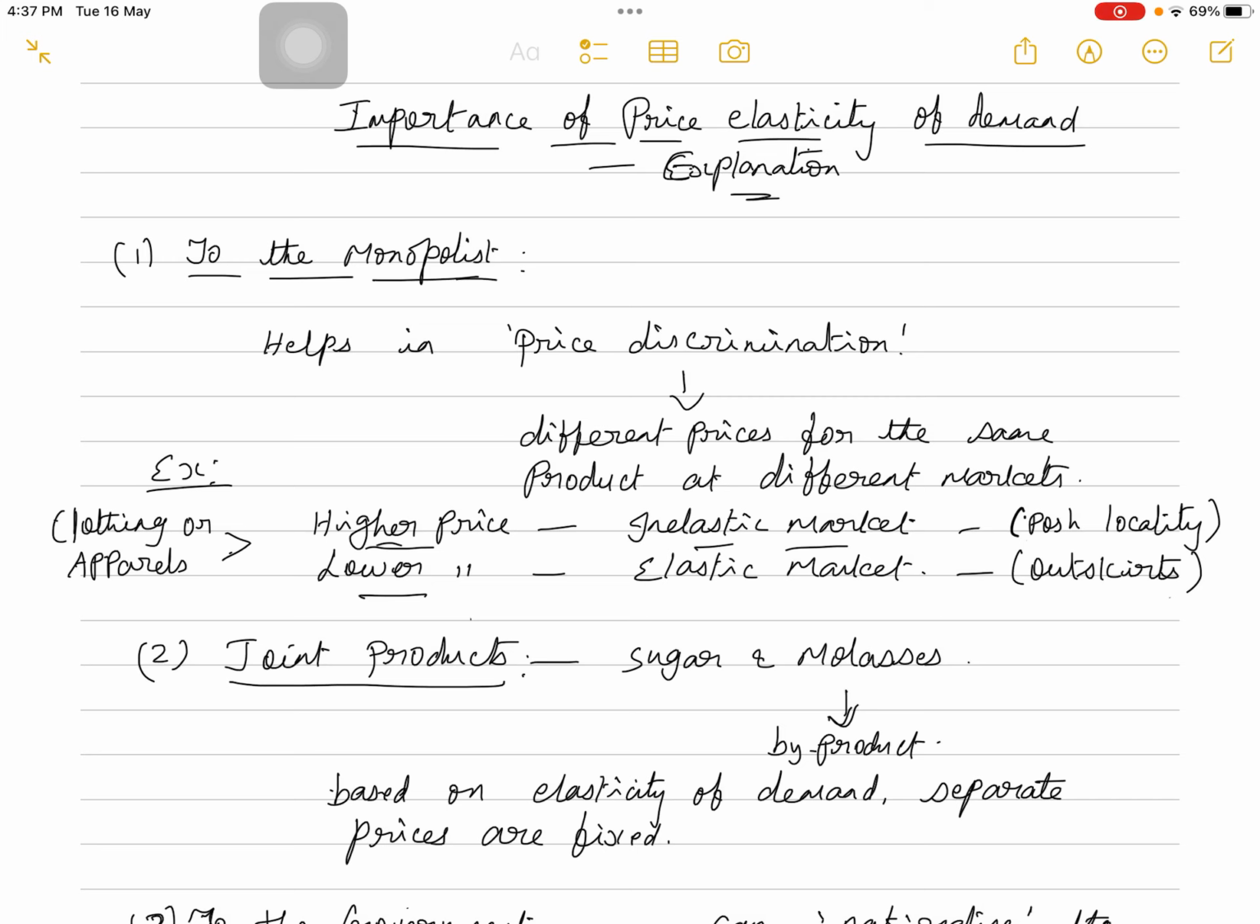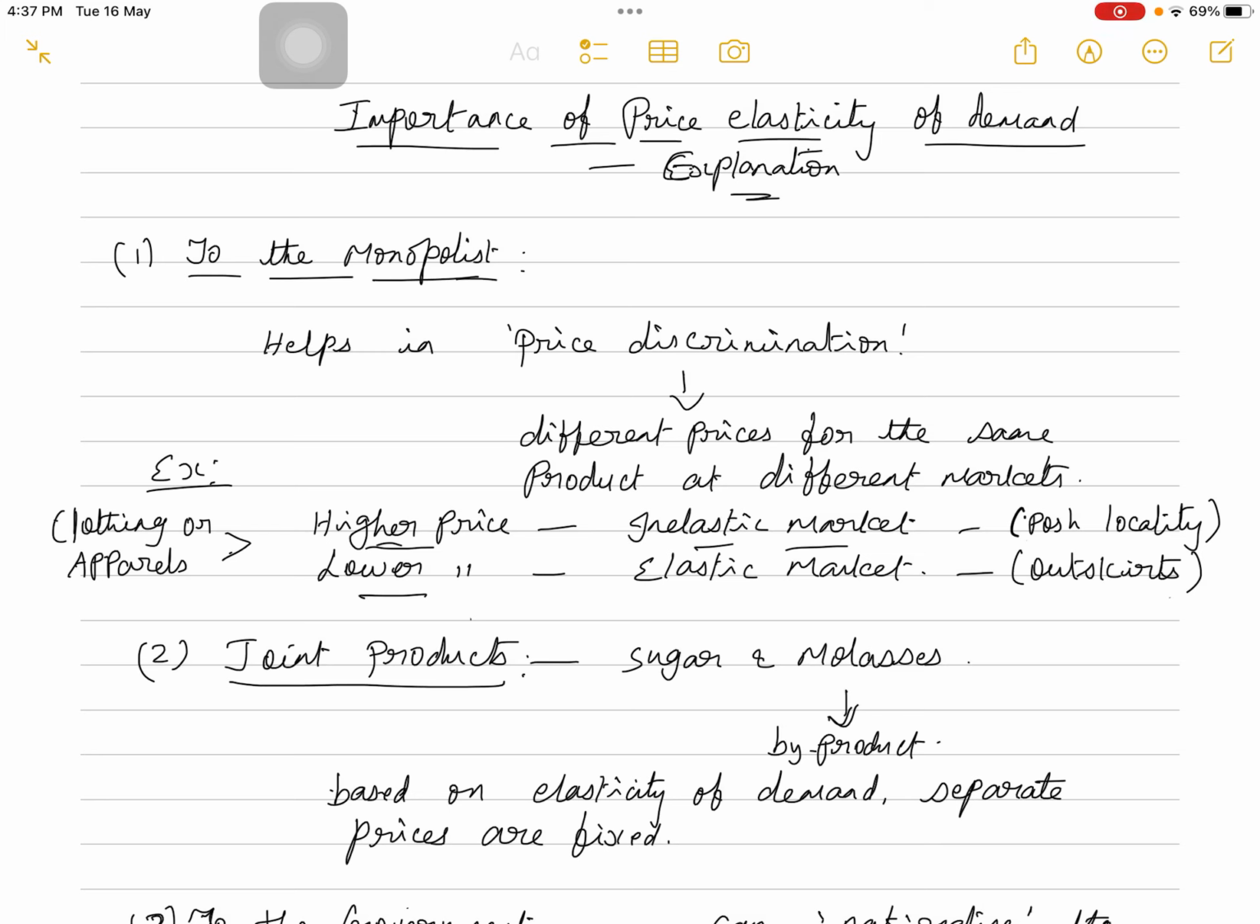Now why does he charge a higher price to one batch of customers, and how is he able to charge a lower price to another batch of customers? That is because of the differences in the elasticity of demand for that particular commodity or service.